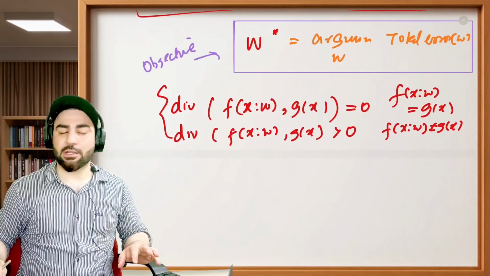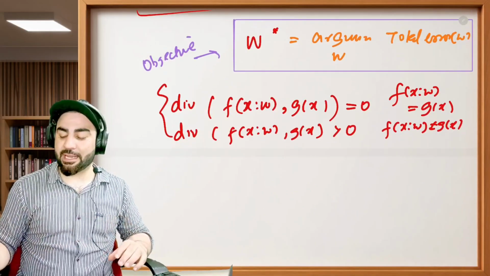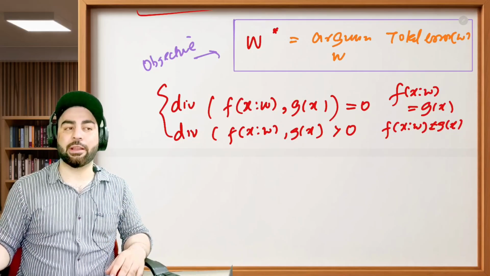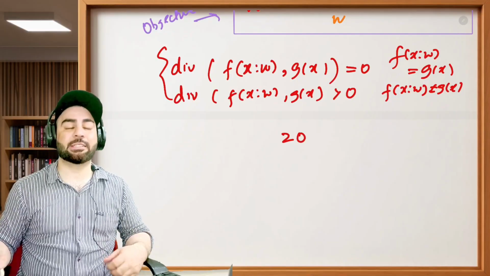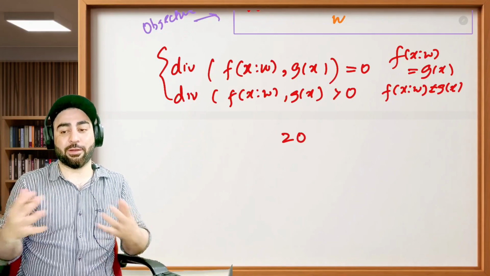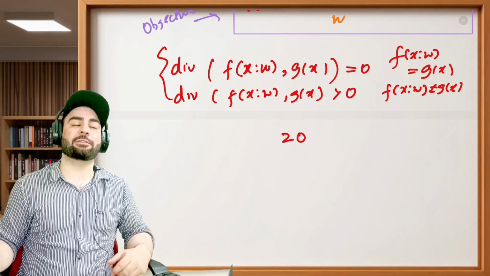Okay, the question asked was, will it be a single number? Yes, it will be a scalar. It will be a single number. So if you have a positive number, let's suppose 20, this is telling you that you have an error of 20. Suppose you have a divergence of 20. This is quantifying how much off you are.